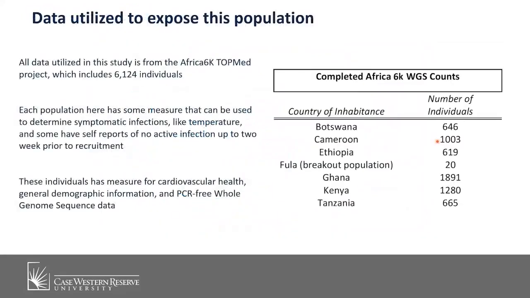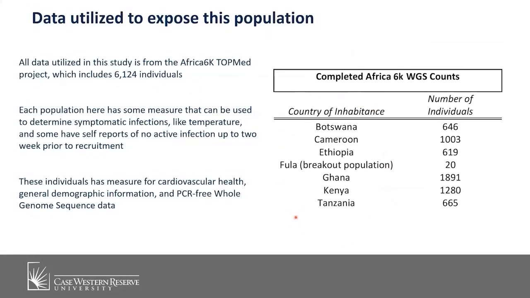Which brings us to the data that is going to be utilized in this overall study, and specifically the detection development for this particular presentation. So all of the data that I use comes from the Africa 6K TopMed project, which was funded by NHLBI, which is the National Heart, Lung, and Blood Institute in the US. And it has around 6,000 individuals included from a wide range of countries from the African continent.